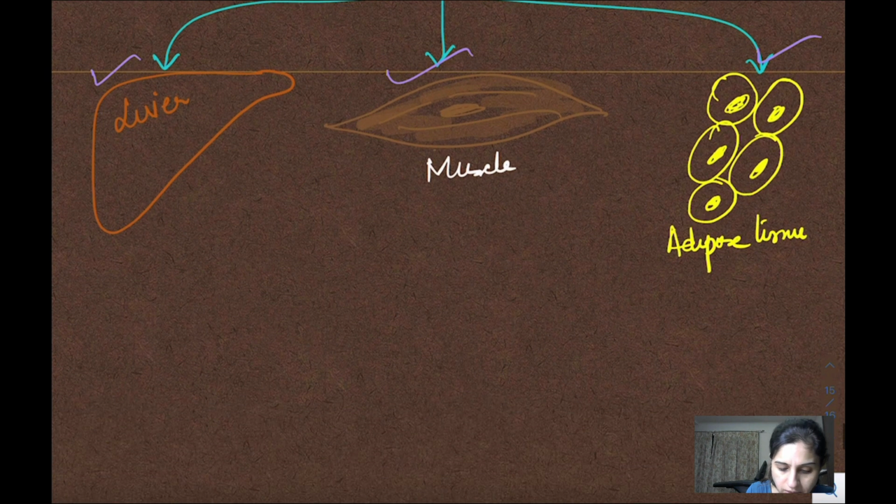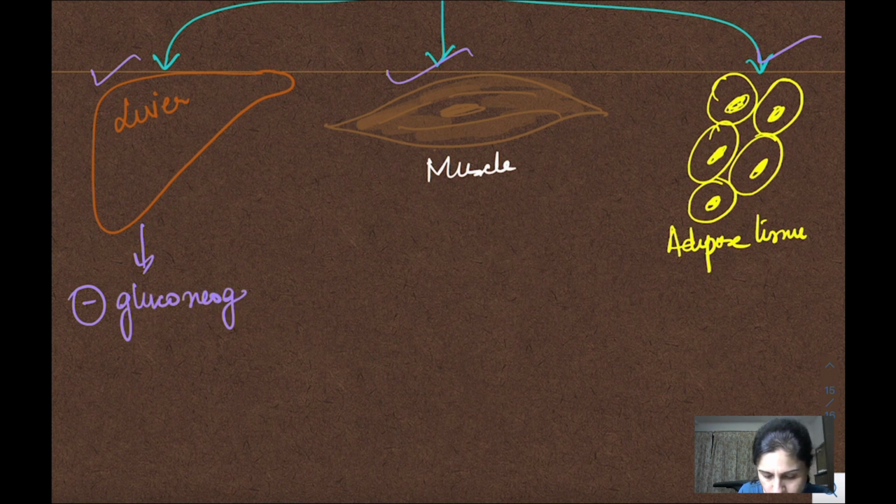So on the liver, what will it do? It will inhibit the formation of new glucose. So it will inhibit the gluconeogenesis. It will not allow more formation of new glucose, gluconeogenesis, and it will inhibit.